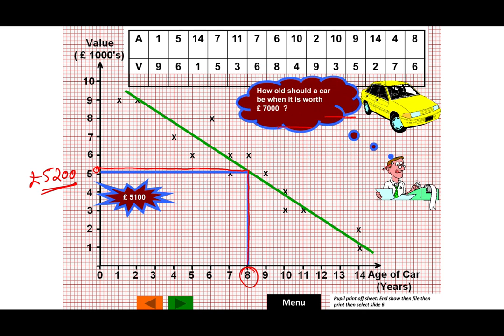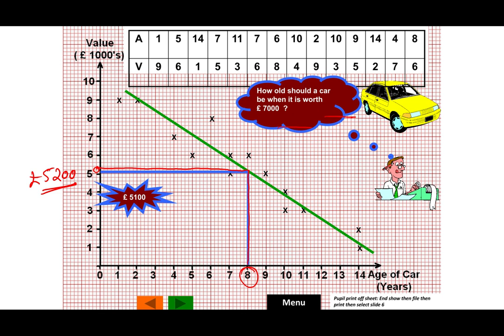As you can see there, guys, they've got an answer of 5,100. In the mark scheme, they do give you 1 or 2 squares, so you can get an answer of 5,000, 5,100, or 5,200.